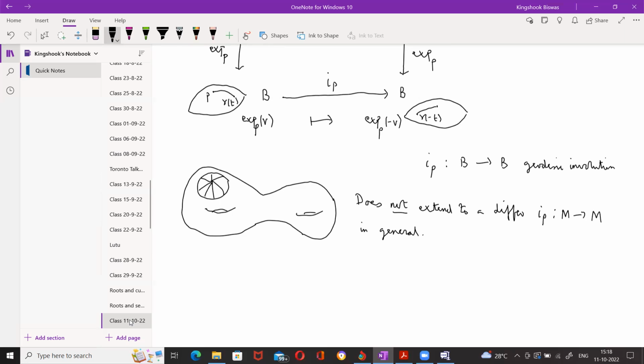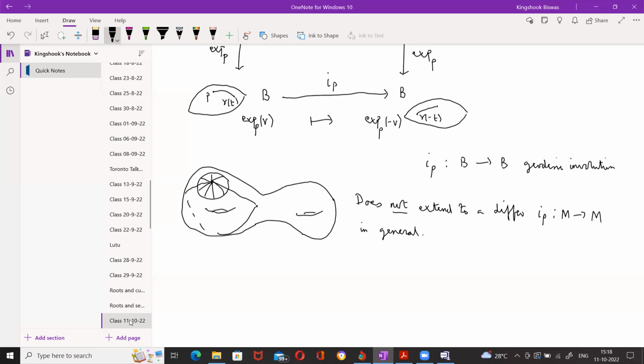You see, given a point here, there are going to be many geodesics starting from here which land up here. There'll be a geodesic like this. There'll be a geodesic also which goes back around and comes like this. So how do I define the geodesic involution in this case? The moment we run out of the little radius, we get into problems. So it does not extend to a diffeomorphism in general.